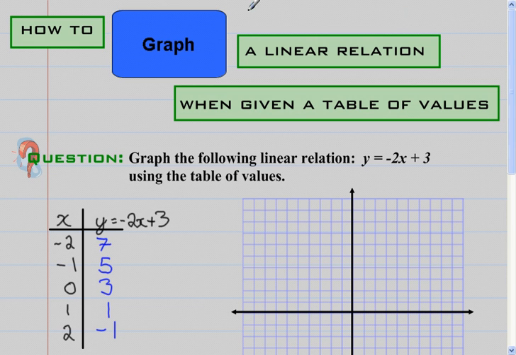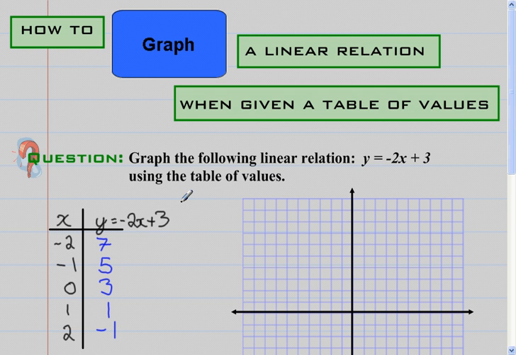In this tutorial, I will show you how to graph a linear relation when given a table of values. So here's the question. Graph the following linear relation, y equals negative 2x plus 3, using the table of values. Now, a table of values basically shows us a bunch of points that fall on this linear relation.